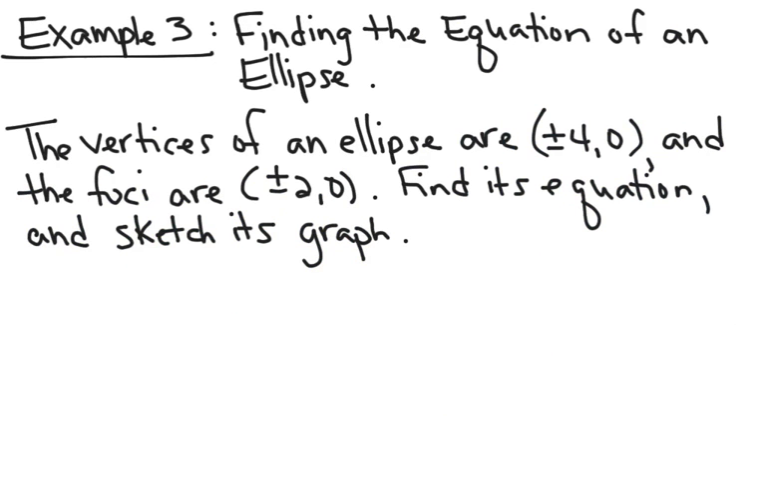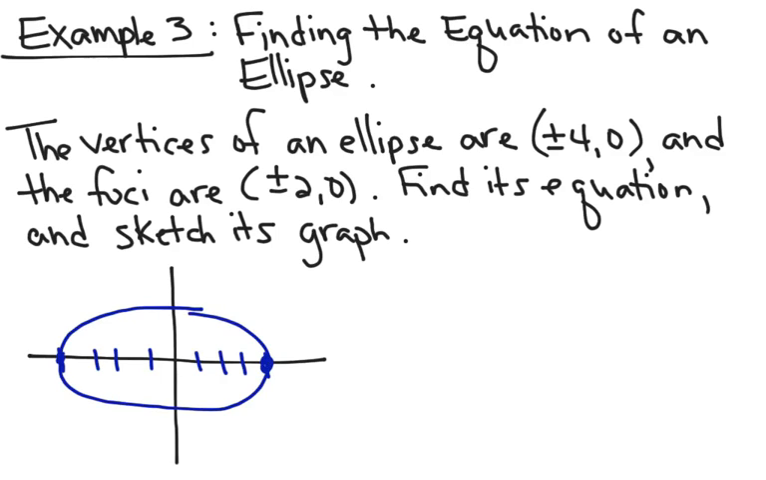Now let's work with some information and go backwards and write an equation of an ellipse. The vertices of an ellipse are at 4, 0 and negative 4, 0. I'm drawing myself a little sketch here. So the vertices are at 4, 0 and negative 4, 0. That means that the ellipse looks like this. So I know right off the bat that my equation is this form with a being under x.